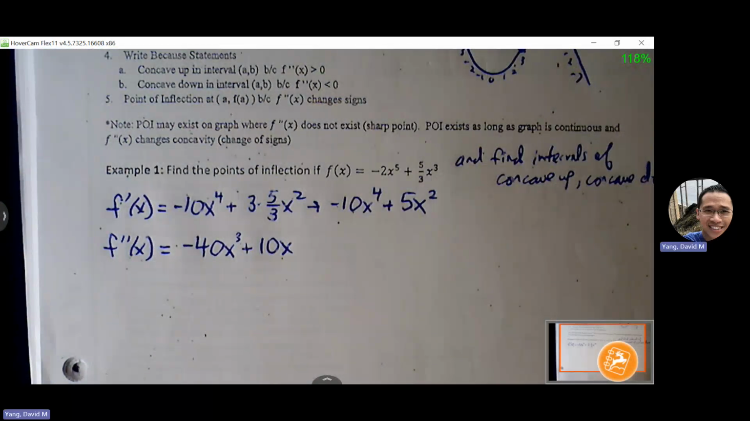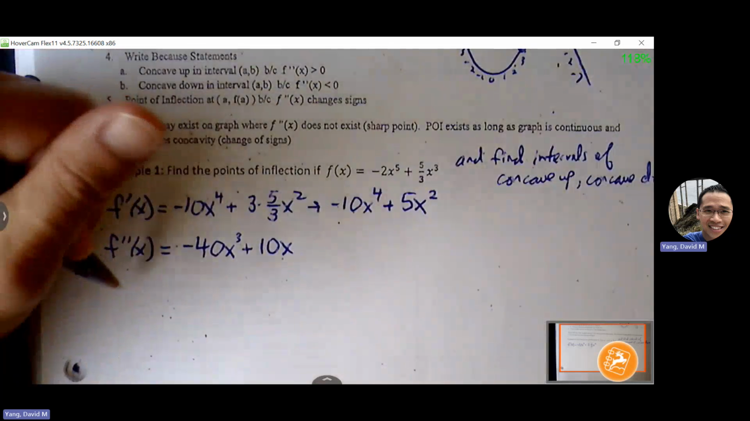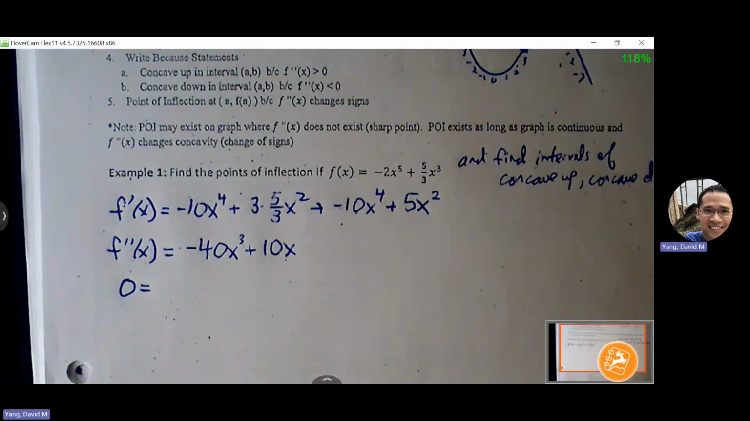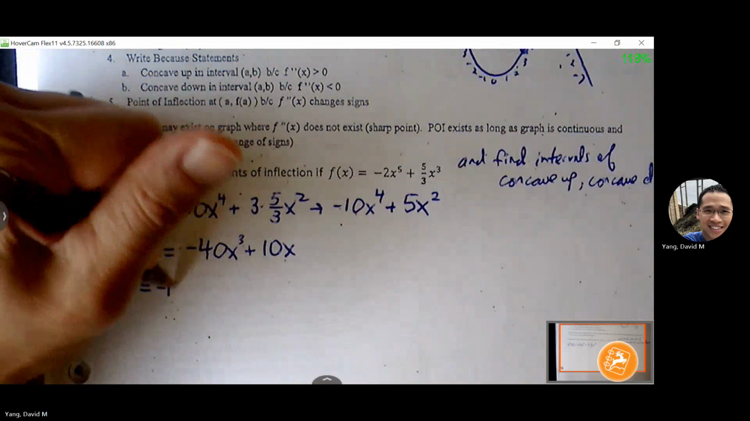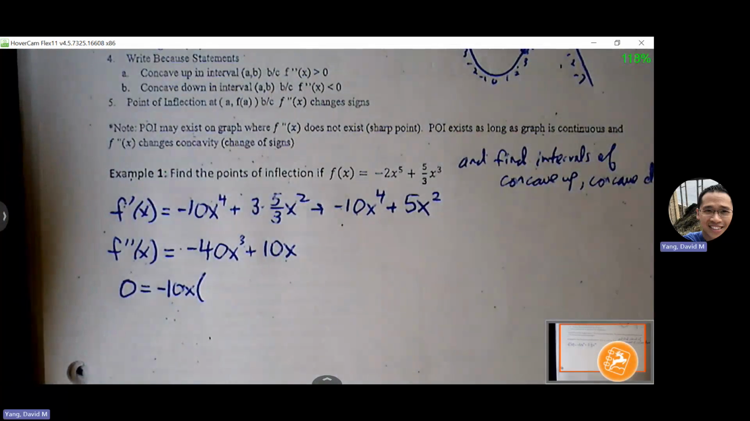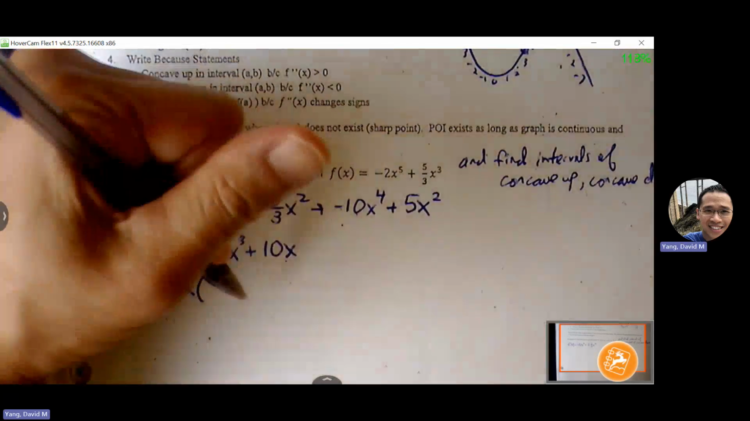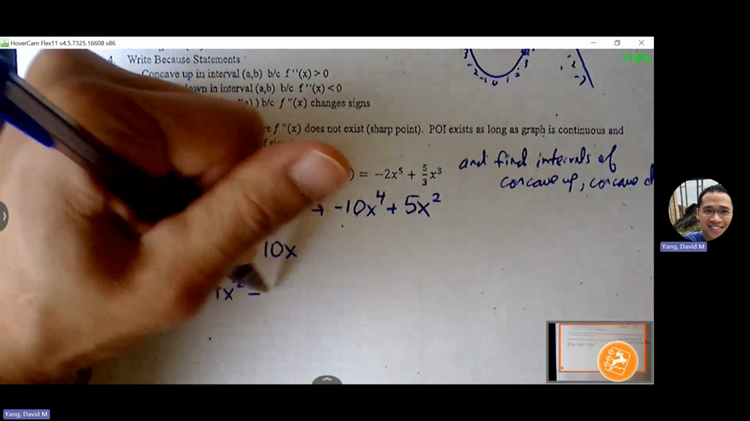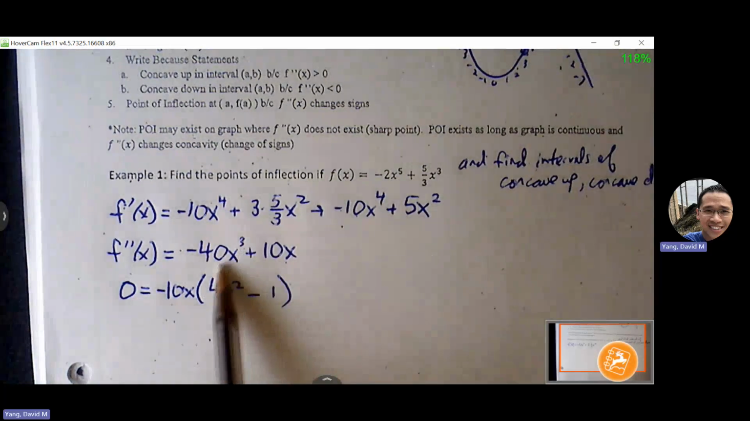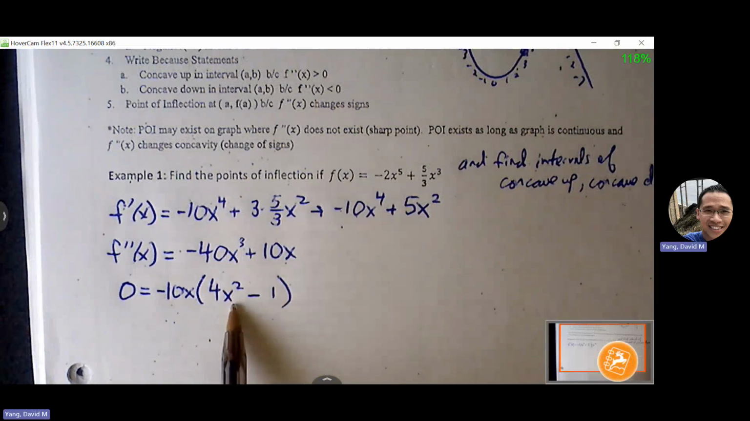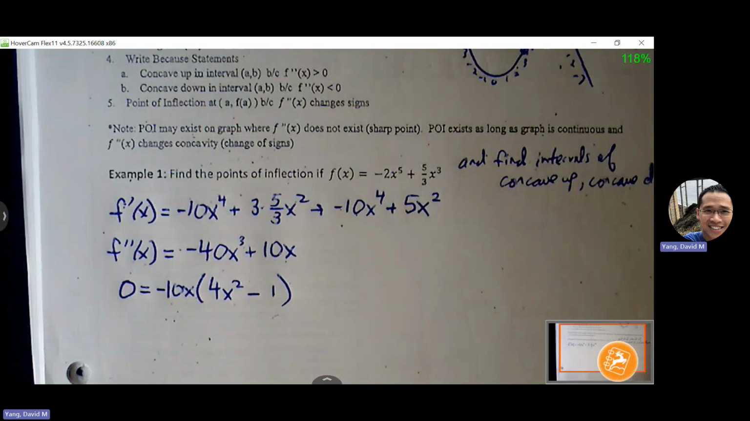Now we're going to find critical points the same way that we do for f prime. We're going to set our second derivative equal to 0. Now, if there was a denominator, we would also set that equal to 0. But here, there's no denominator, so it's just the numerator equal to 0. Here, I can take out a GCF of -10x. You don't have to do negative 10x, I like to do negative 10x just to allow my first term to be positive inside the parentheses. So this will give me 4x squared minus 1. I'm dividing negative 10x from both these terms, and I'm left with 4x squared minus 1. Okay, any questions so far?